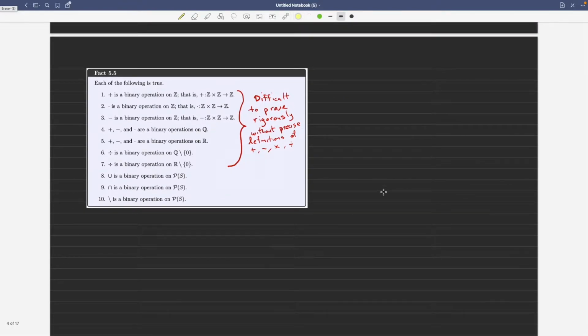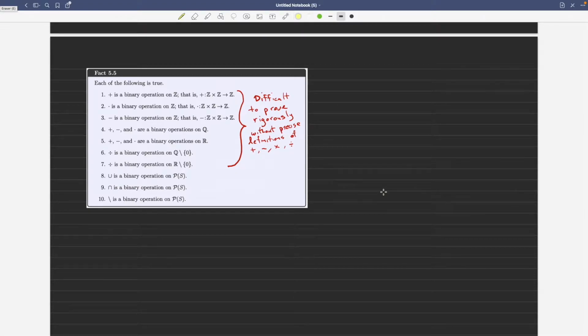Here in fact 5.5, this just lists several common binary operations and just declares that each of them is a binary operation. The ones that involve ordinary arithmetic operations, addition, multiplication, subtraction, and division, are kind of difficult to prove without first having some rigorous definitions of what these things are, and especially when we do them on the reals or the rational numbers. So we're not going to try to prove these parts 1 through 7.